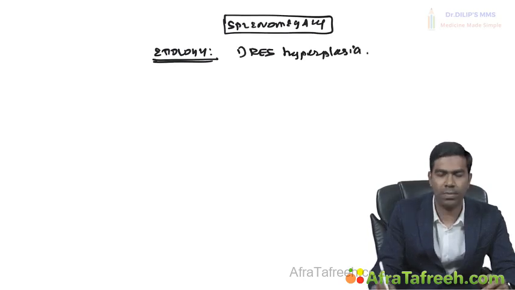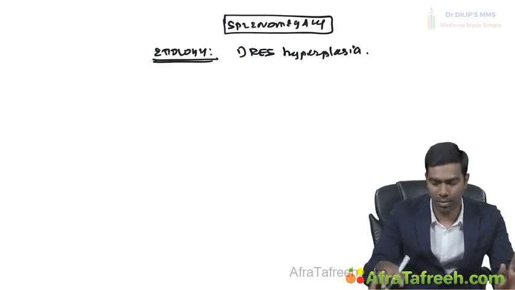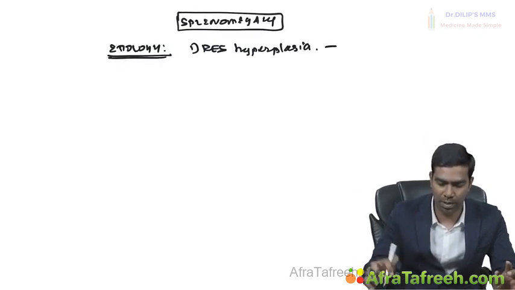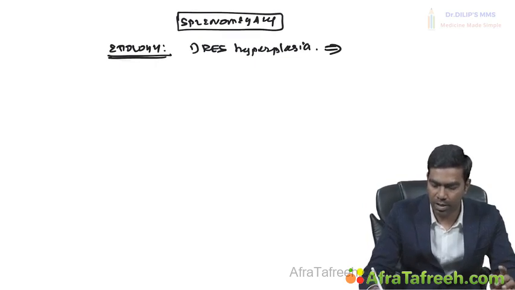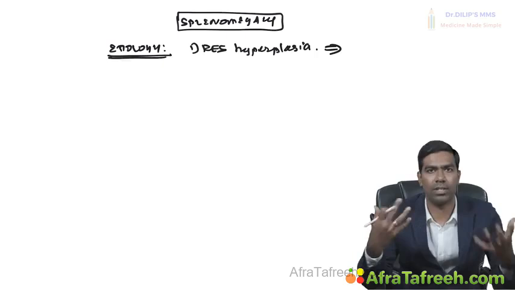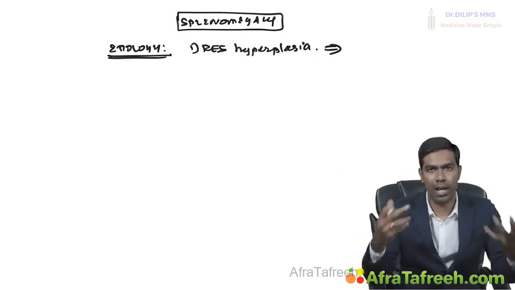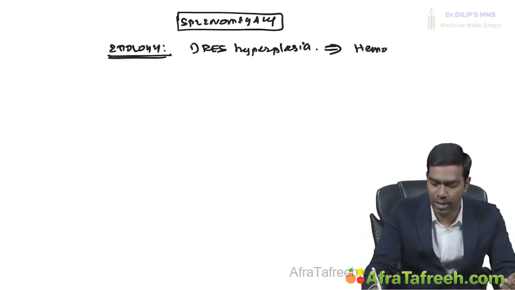Reticuloendothelial system hyperplasia, which means it's simply a red pulp hyperplasia. That's what I mean. So where can you get red pulp hyperplasia? Red pulp hyperplasia, you will see whenever the splenic macrophages are very active and proliferating. They get more active, especially in hemolytic anemias that involve the spleen.